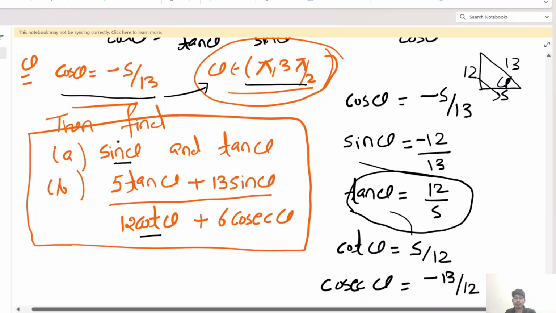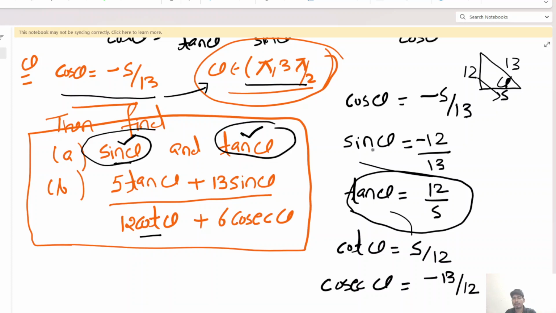So our first part is complete because we had to find the values of sin theta and tan theta. The value of sin theta is minus 12 upon 13, and the value of tan theta is 12 upon 5.